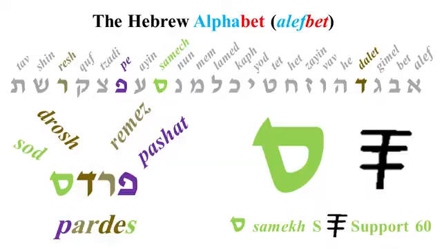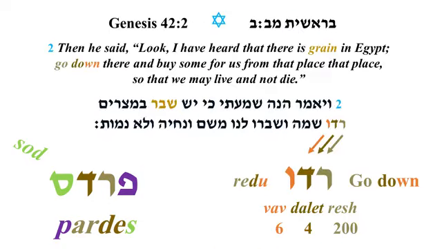And now the final level is the sod, the mystery level, right? The secret level. And let's see what we have in here. Look in Genesis 42:2. Then he said, look, I've heard there's grain in Egypt. Go down there and buy some for us from that place, so that we may live and not die. The word we said earlier, redu, is to go down. Redu is a resh, dalet, vav. 200, 4, and 6 adds up to 210. Okay, that's nice.